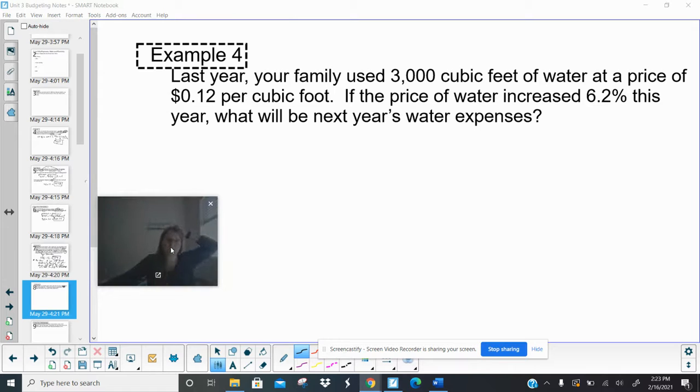So this is our last question type. We had a few different question types in this lesson. Talking about the price increases, because utilities are subject to inflation, just like anything. So over time, water becomes more expensive and electricity becomes more expensive because of taxes, because of inflation, stuff like that. So reading this question, it says, last year, your family used 3,000 cubic feet of water at a price of 12 cents per cubic foot. If the price of water increased 6.2% this year, what will be next year's water expenses?